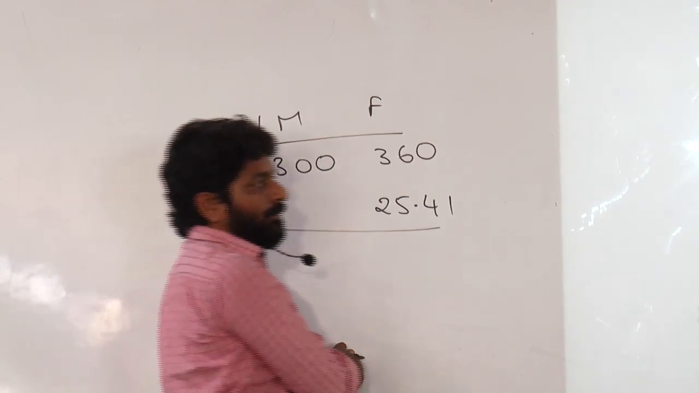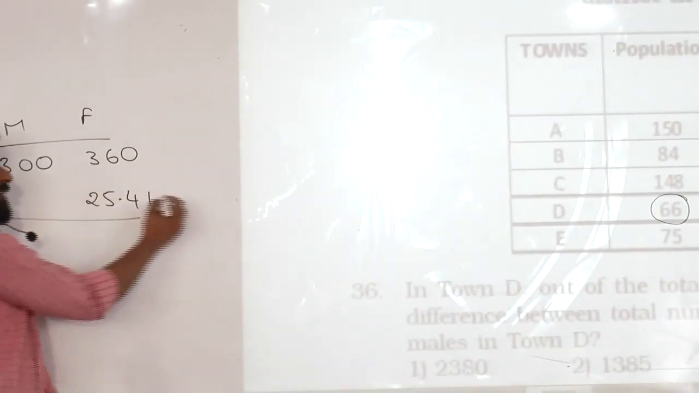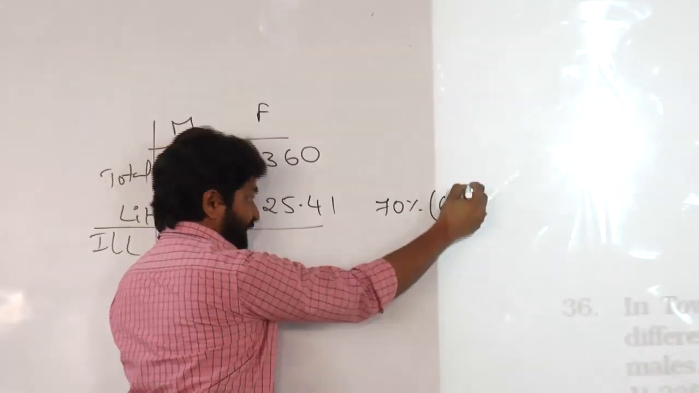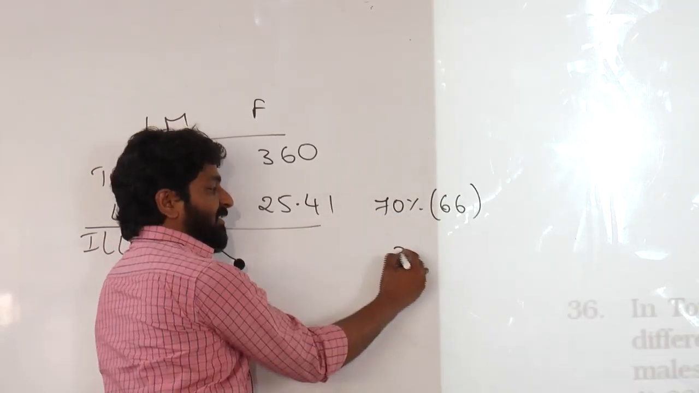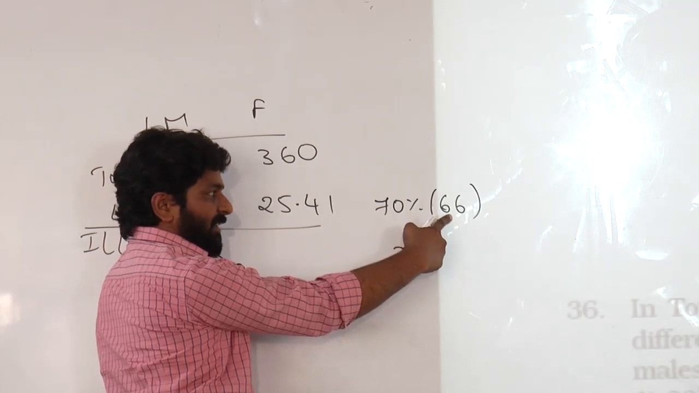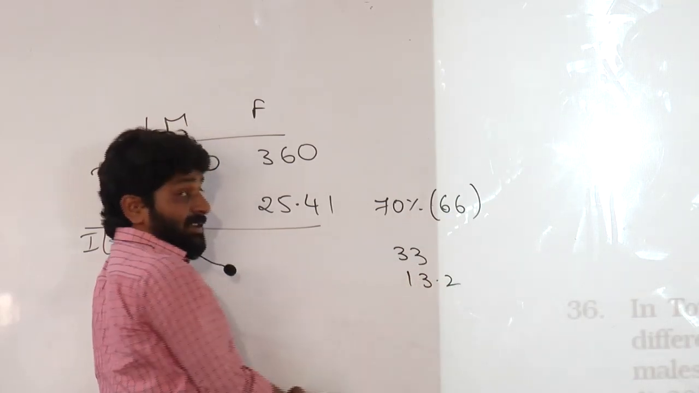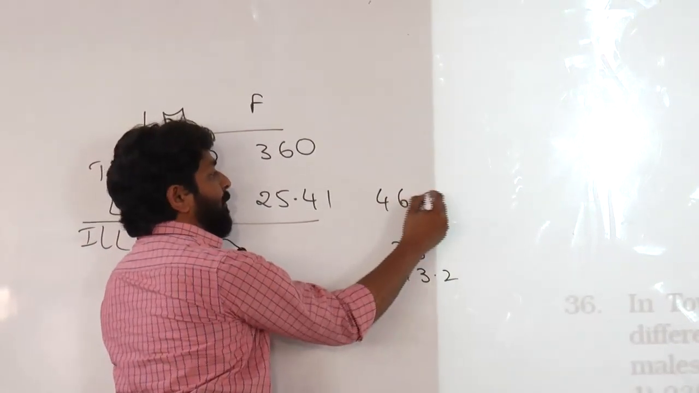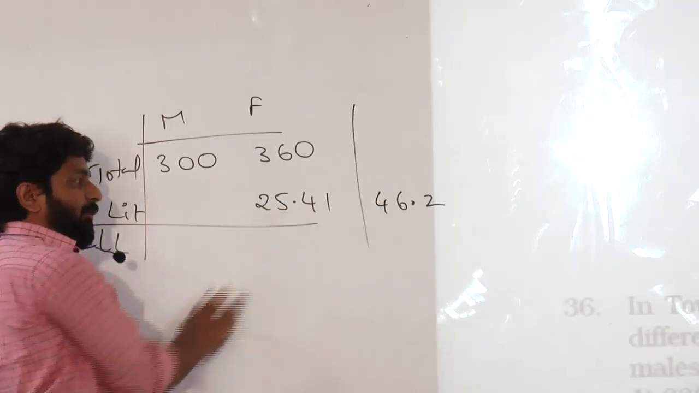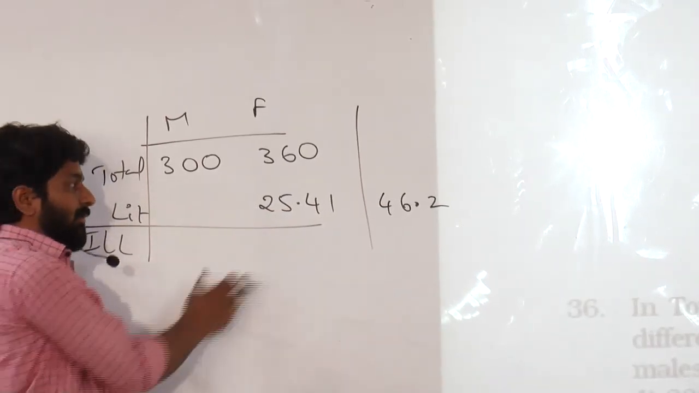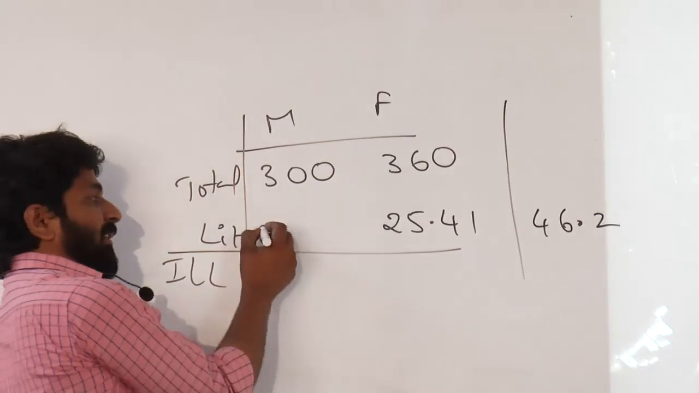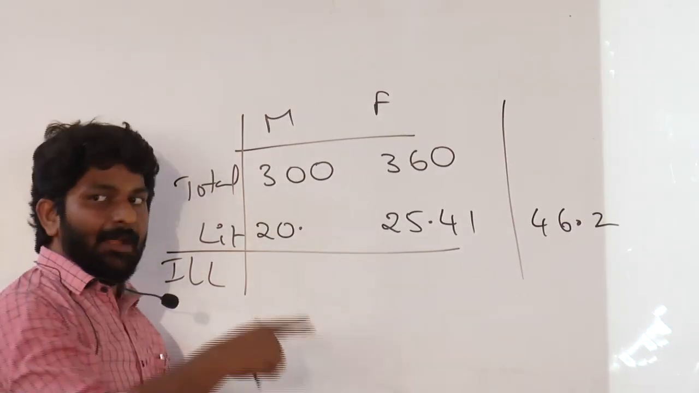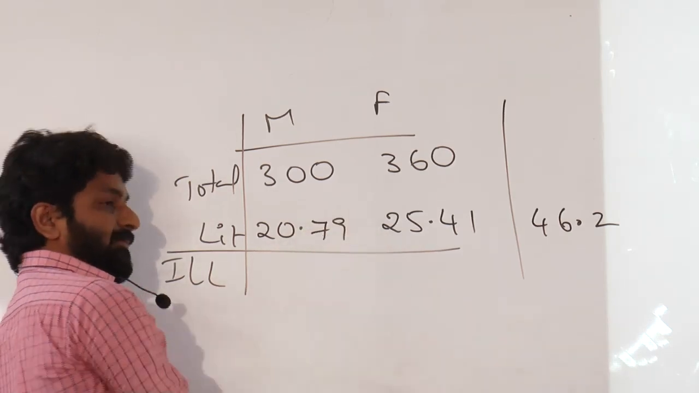25.41. Now, what is total 70% of 66? Both male and female literacy percentage is 70% of 66, they said. How will we get 70%? 50% plus 20%. 50% is 33, 10% is 6.6, 20% is 13.2. So total it is 46.2. So out of 46.2, female are 25.41, remaining are male. Instead of this, subtract 26, add 0.59, subtract 26, that will be 20.2, and then you need to add 0.59, that will be 20.79.